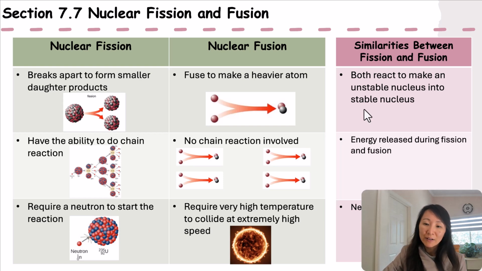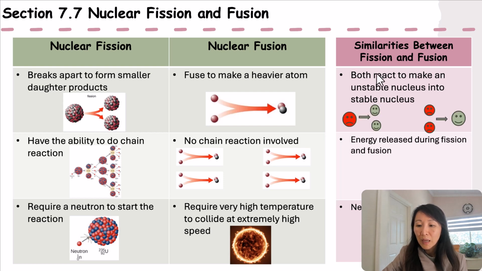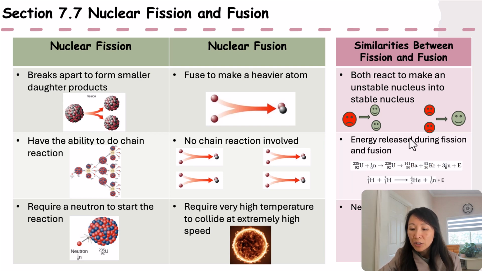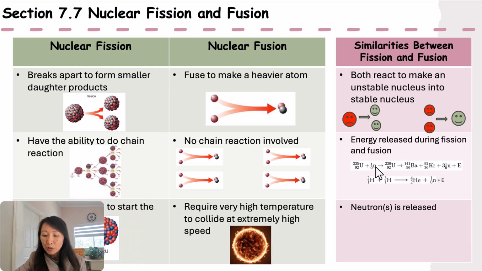What about some of the similarities? For both, whether it's fission or fusion, they react from an unstable nucleus into a stable one. So whether you're splitting into two or fusing the two together, it goes from an unstable product to a stable nucleus. During this process, energy is released during fission and fusion. The top is fission and the bottom one is fusion. Energy is released, as you can see. And for both of them, a neutron is released, whether it's one neutron, three neutrons, or two.